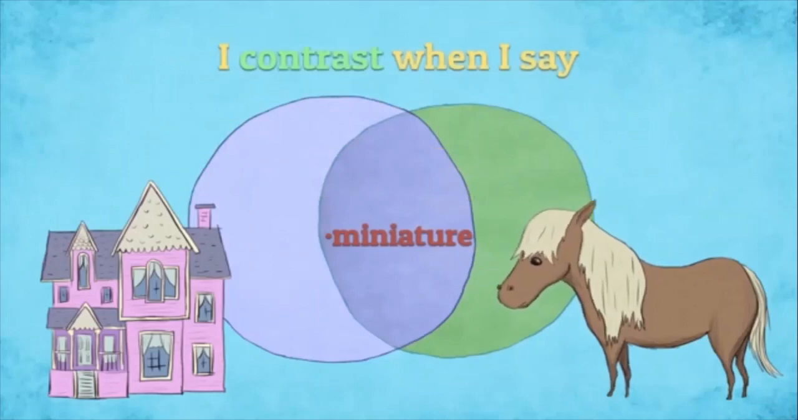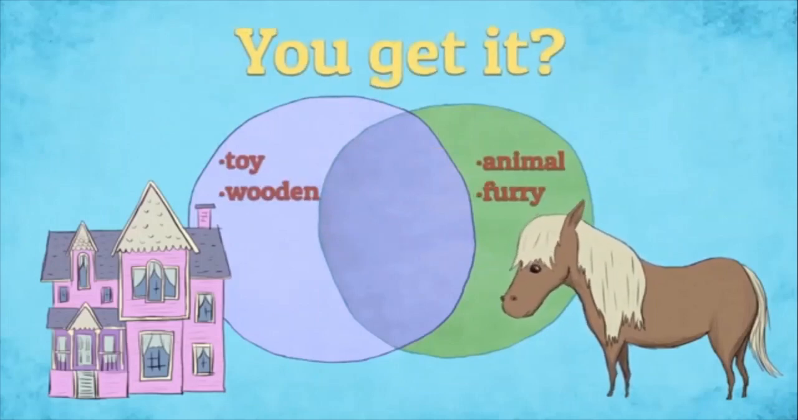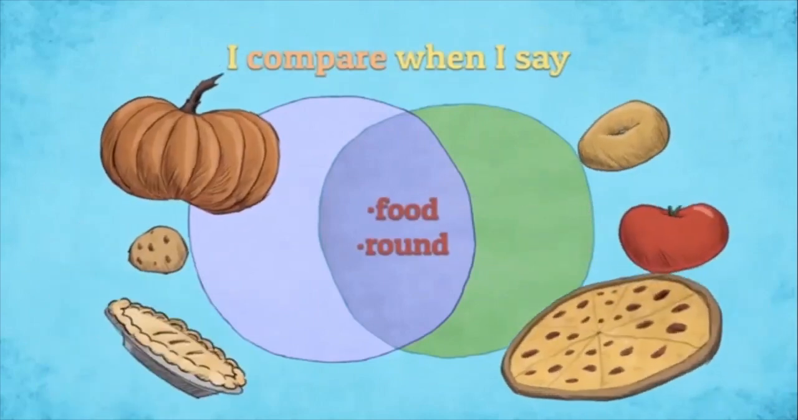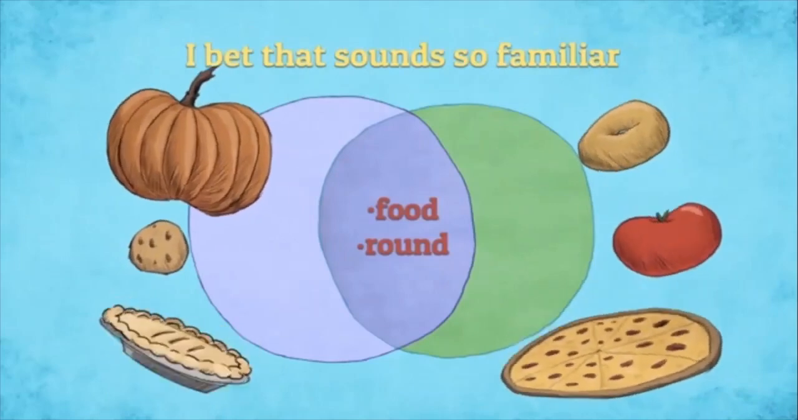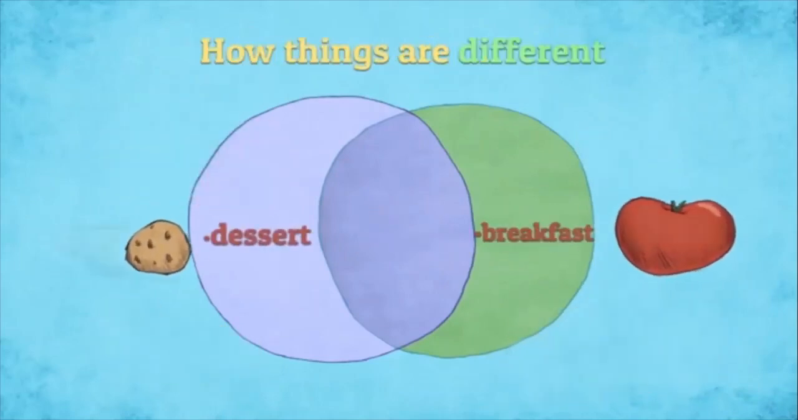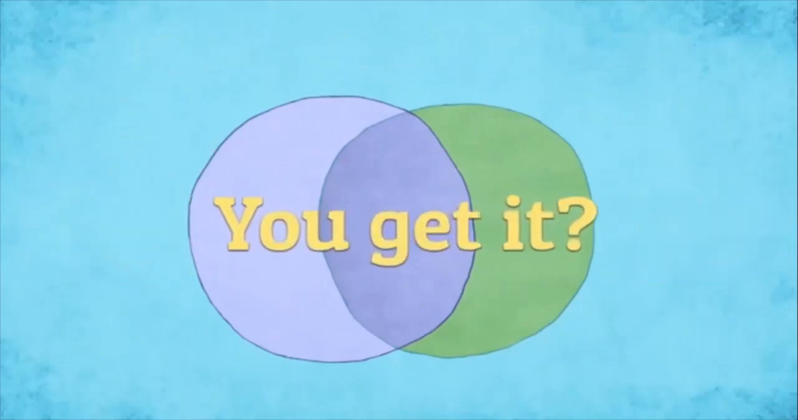I contrast when I say how things are different, give examples and get specific. You get it? I compare when I say how things are similar or the same. I contrast when I say how things are different, give examples and get specific. You get it?